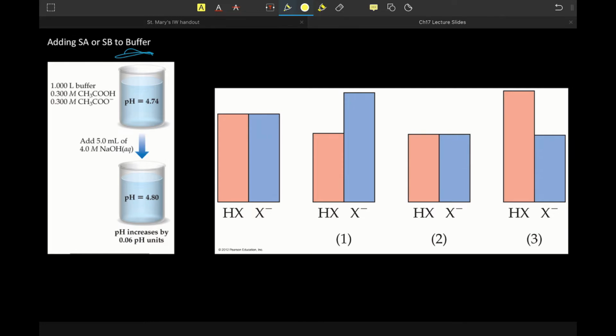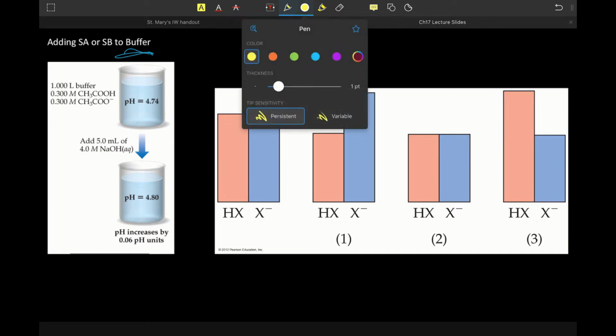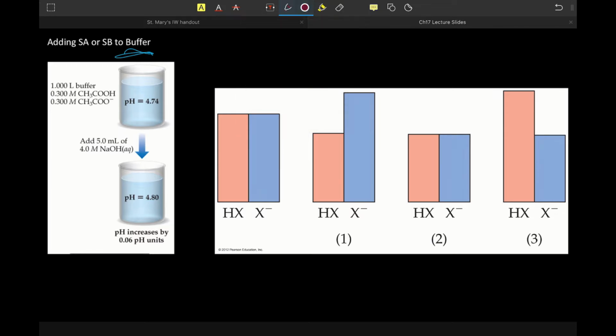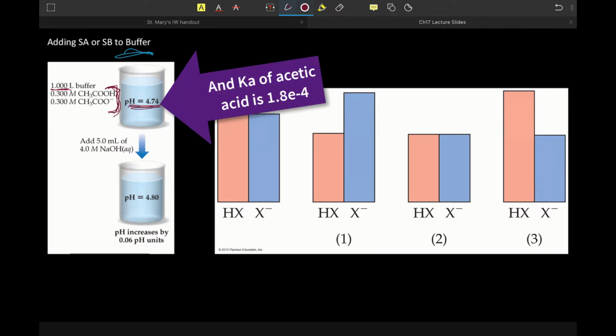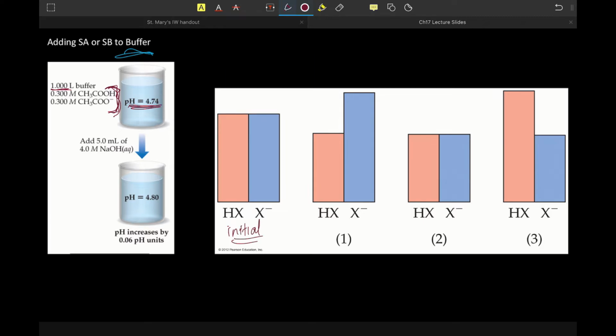So here is just some figures from your book, and I just want to talk about them to make sure that we sort of understand the concept before we solve a problem together. So here we have a figure that tells us what we're looking at. We have 1 liter of buffer that contains equal moles or equimolar concentrations of acetate and acetic acid, which, like we talked about previously, gives us a pH of 4.74. Now, to this buffer, so this would be our initial, we are going to add 5 mL of 4 molar NaOH.